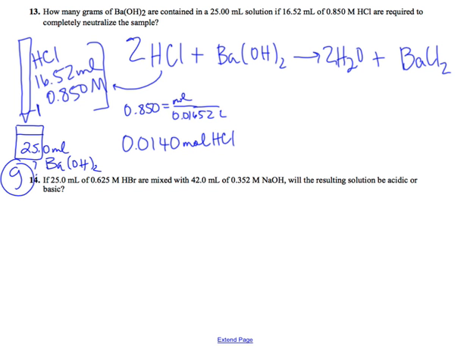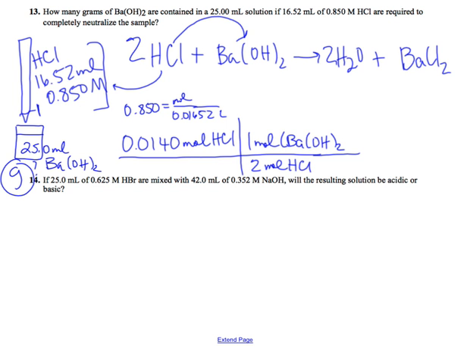Now what do I do? I have moles of known. I've got to do moles of unknown. How? Stoichiometry. So for every 2 moles of HCl, I have 1 mole of barium hydroxide. Here's the beauty about this problem. We found moles now. That was step 2. Step 3, we can actually continue on, find what we're looking for. What are we looking for in the problem? The grams. So how do I do that? 1 mole of Ba(OH)2 gives us, we need molar mass, right?